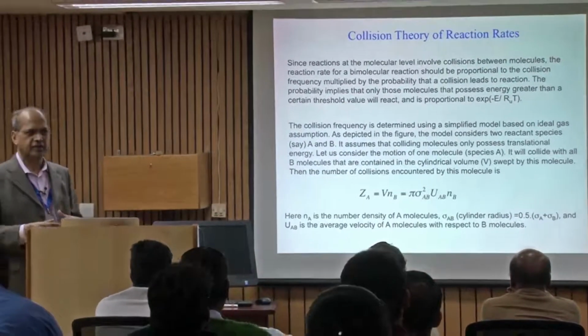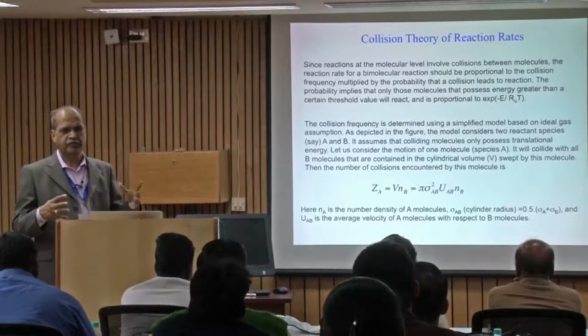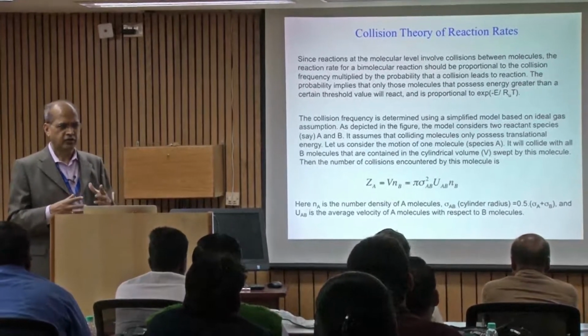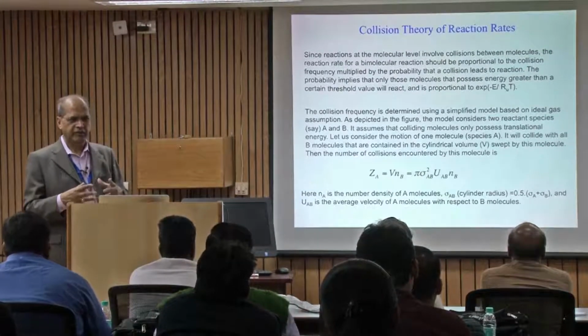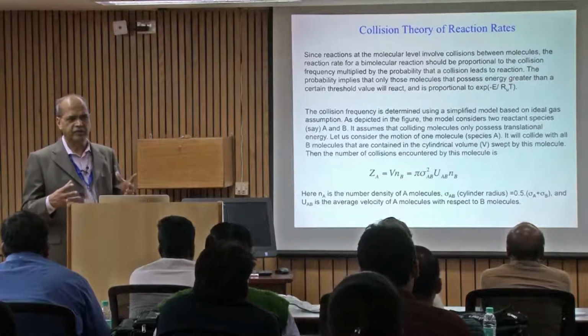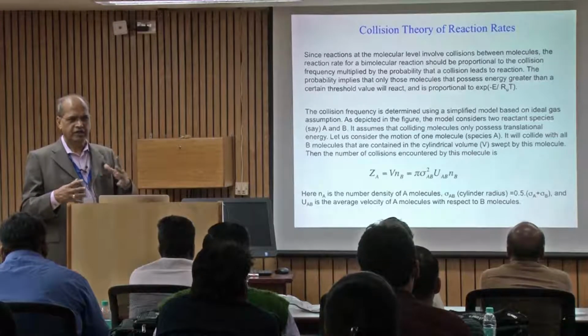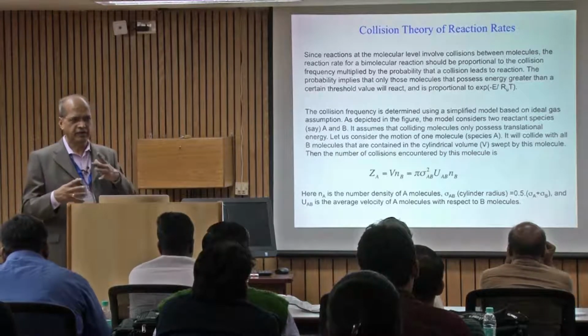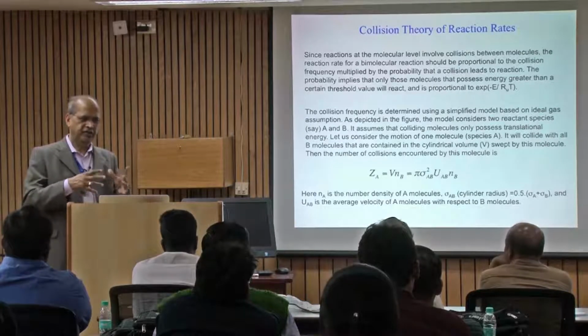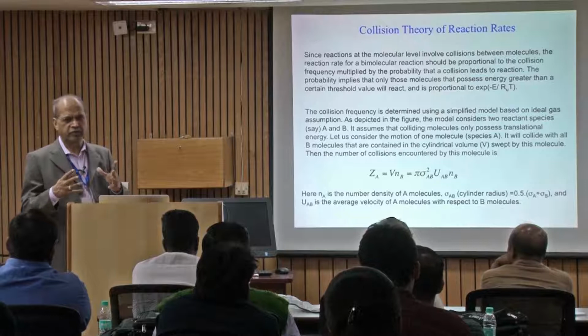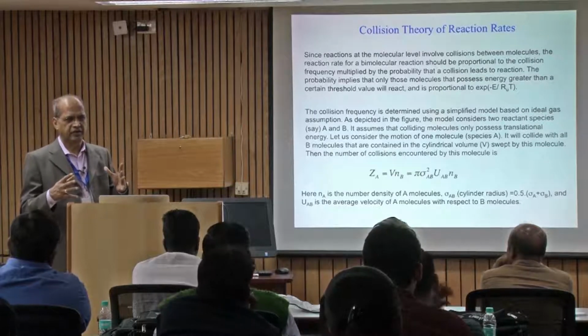is that a gas has two species, and these species molecules are colliding. So this is for a bimolecular reaction. That means there are two species. They are randomly moving, so it is an ideal gas model. Their motion is not influenced by the other molecules. Only there are collisions.